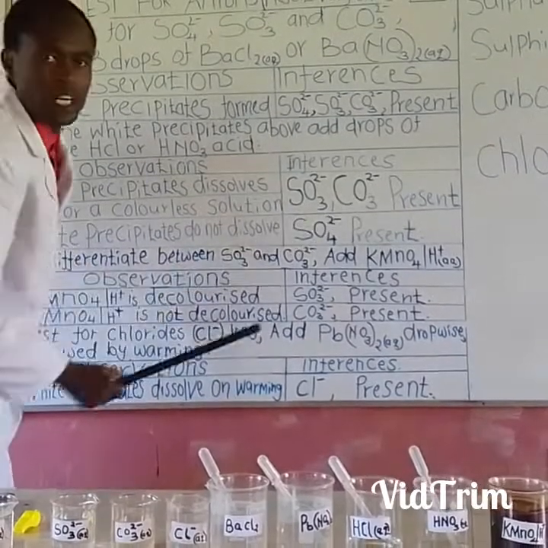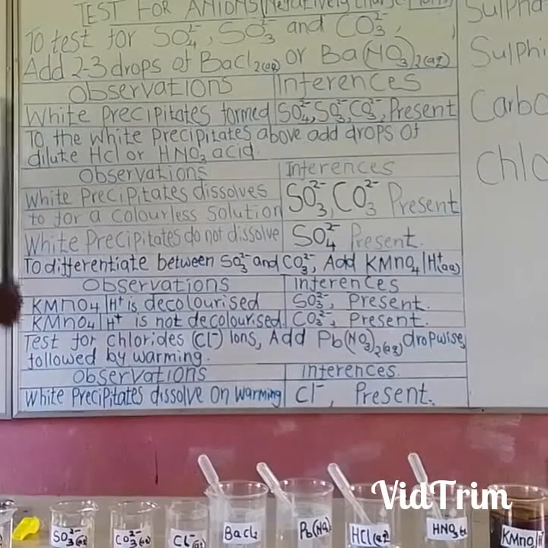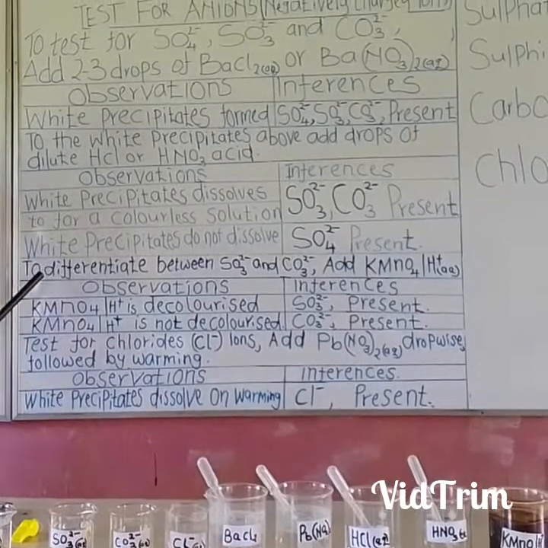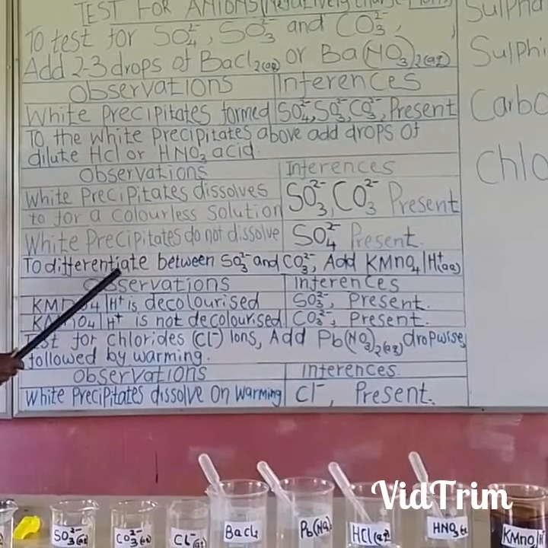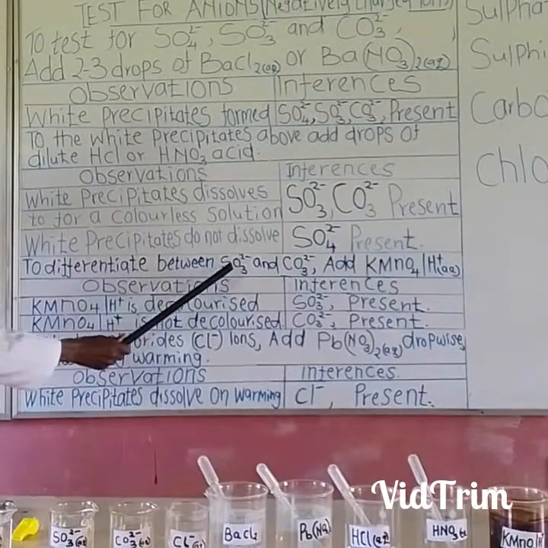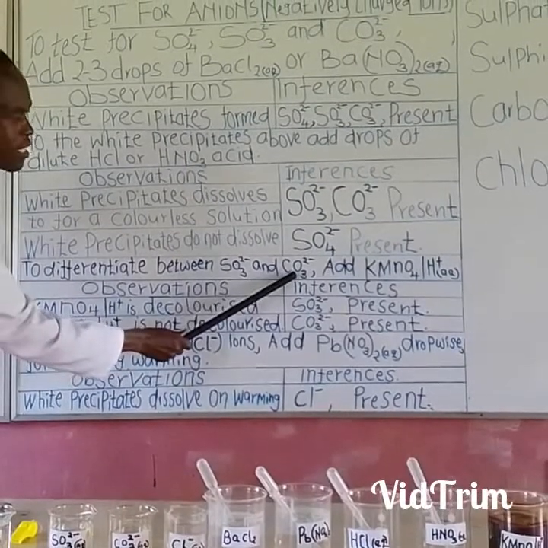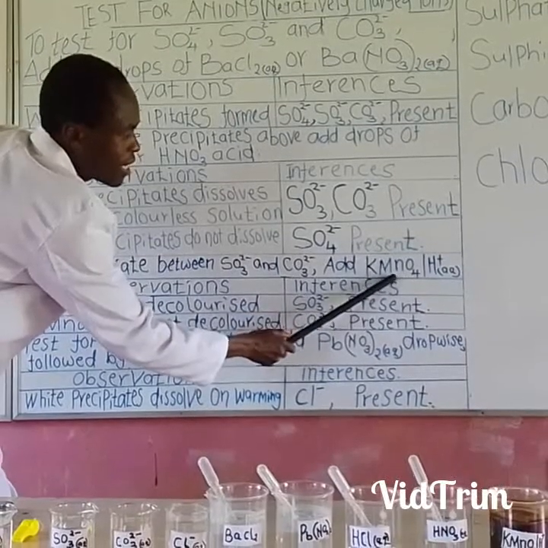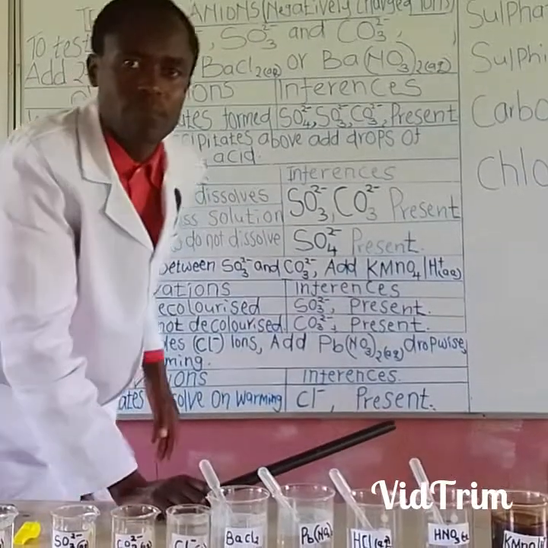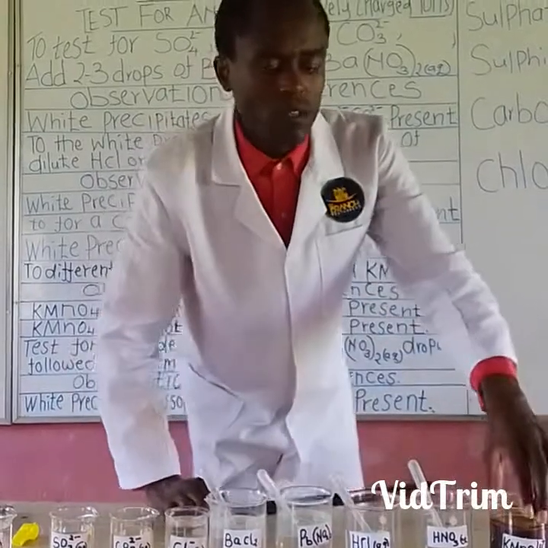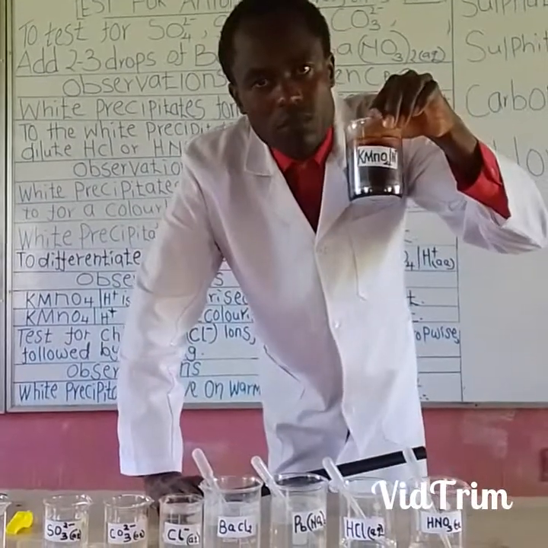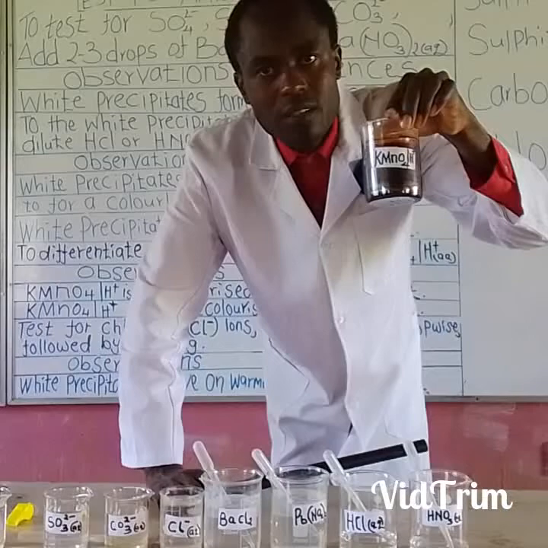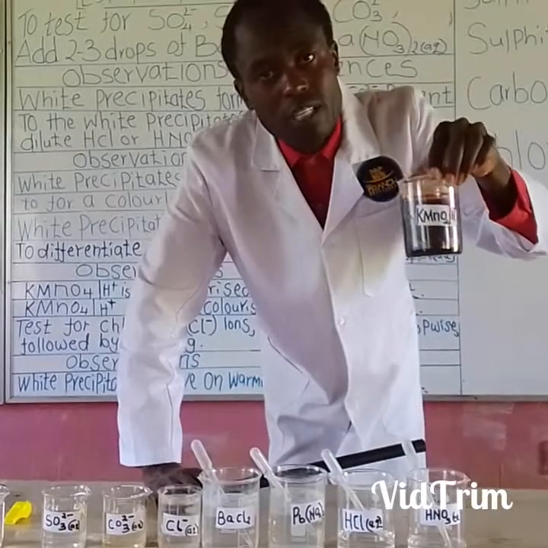sulfite and carbonate ion? Very simple. I've written here, to differentiate between sulfite and carbonates, we add acidified potassium permanganate. So this one will assist us to distinguish between sulfite and carbonate ions. Straight away, let us go and see.